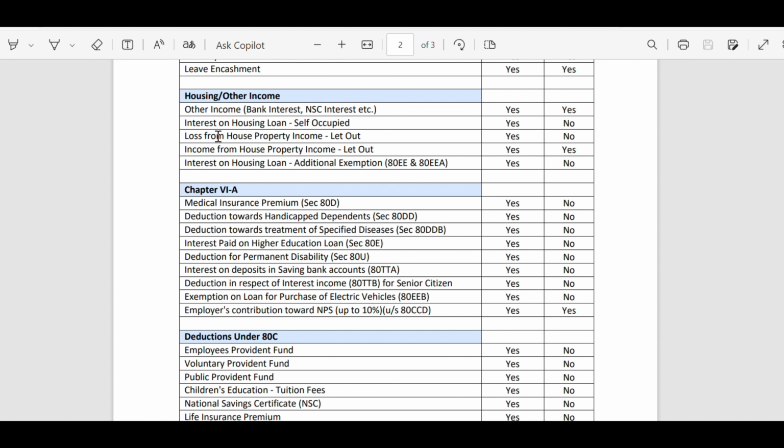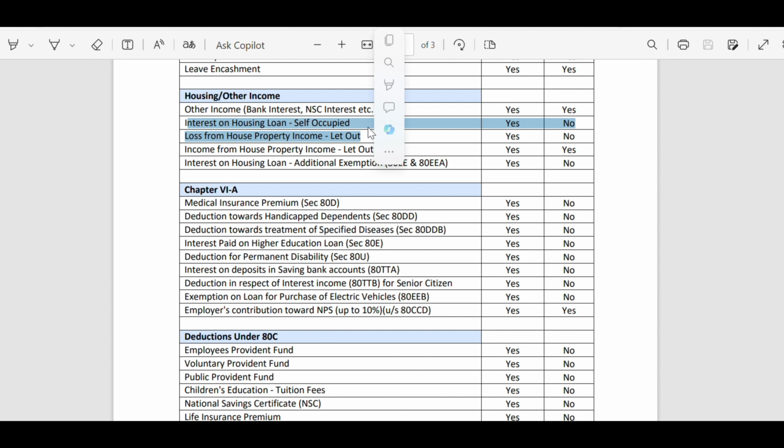Those people who have a housing loan will get benefited if they are in the old tax regime and their taxable income is less than 15 lakh rupees. I repeat again, if people with taxable income less than 15 lakh have a housing loan, they will get benefited in the old tax regime but not in the new tax regime. Again, please do your own research before just blindly opting for a tax regime.